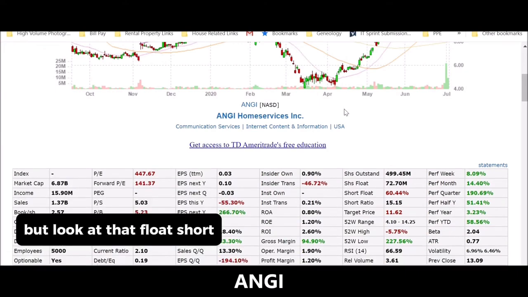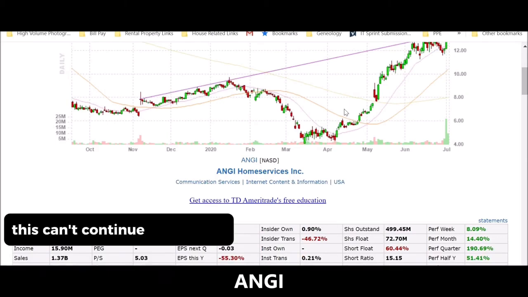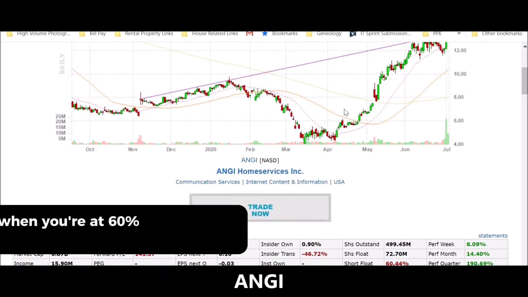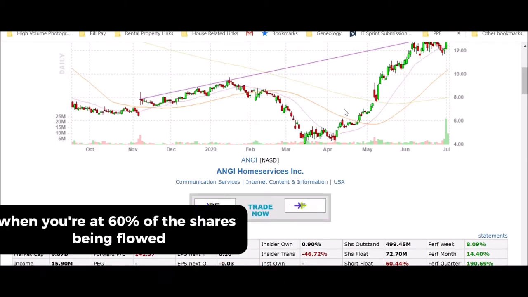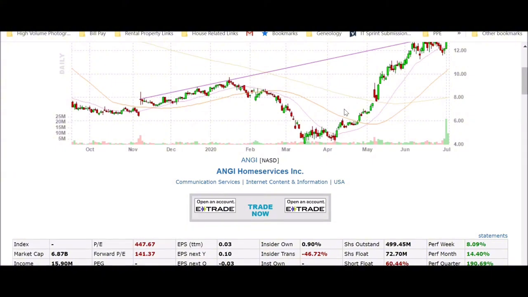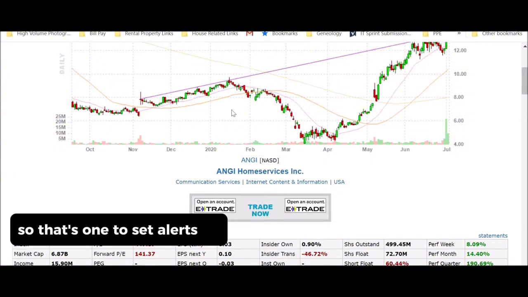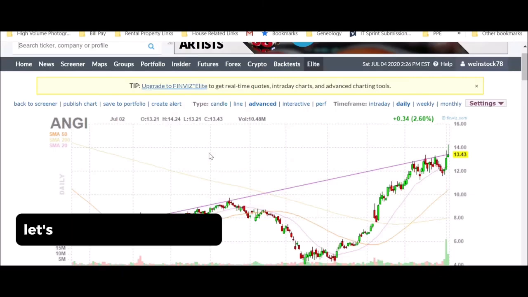But look at that short float. That is unbelievably high. So no reason this can't continue to squeeze when you're at 60% of the shares being floated, or excuse me, being shorted. So that's one to set alerts on. Let's take a look at another.